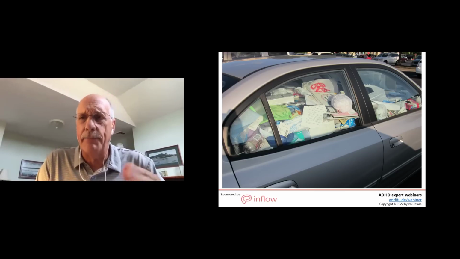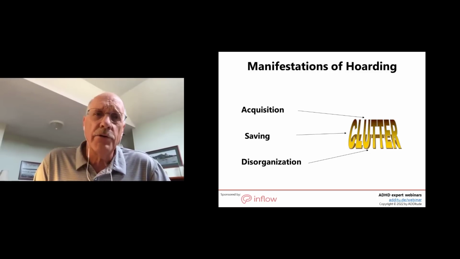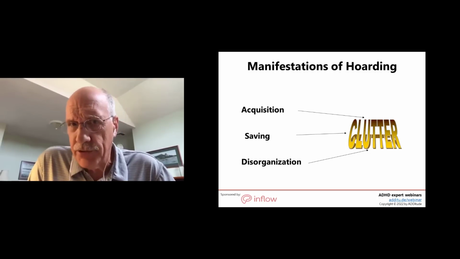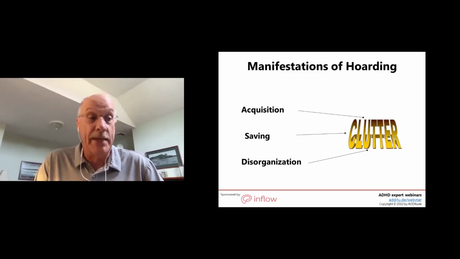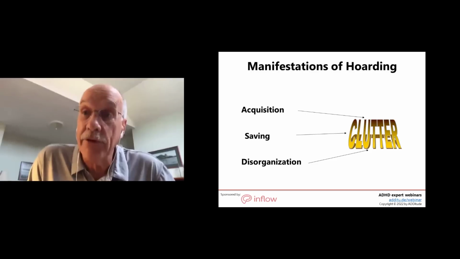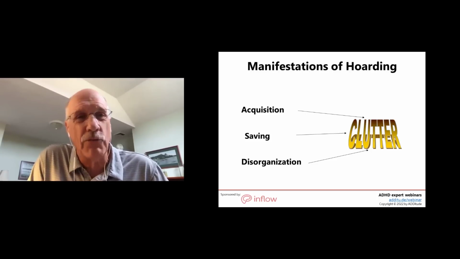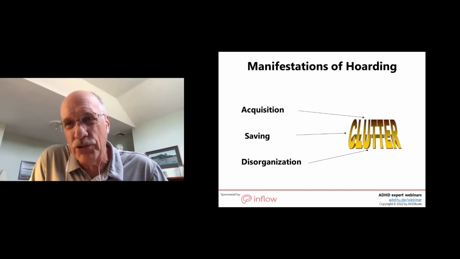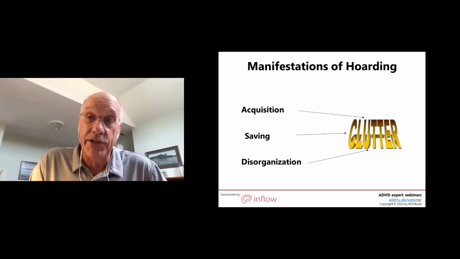Now let's take a step back and work our way through what we've seen. There are three major manifestations of hoarding, and the first of those is acquisition. That is, the stuff has to come into the house some way. The second is saving behavior. That is, the person makes a decision to save something or has trouble getting rid of it. We can think of that in two different ways. And the third is some level of disorganization. I want to talk a little bit about each of these.